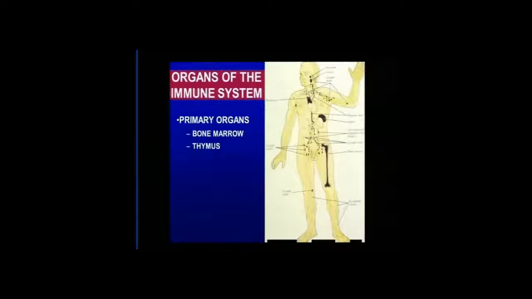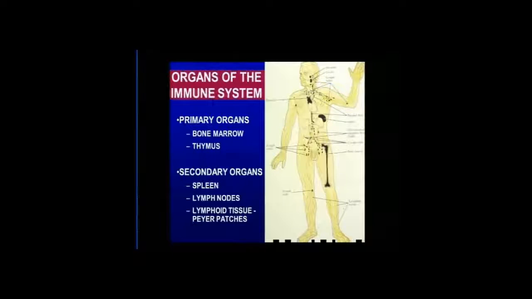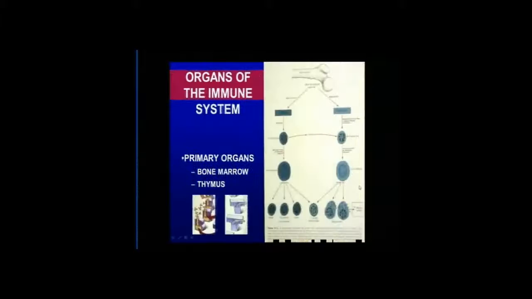Here we see the organs of the immune system. There's primary organs, there's secondary organs. The primary organs produce the cells, and the secondary organs have the cells in contact with the antigens.